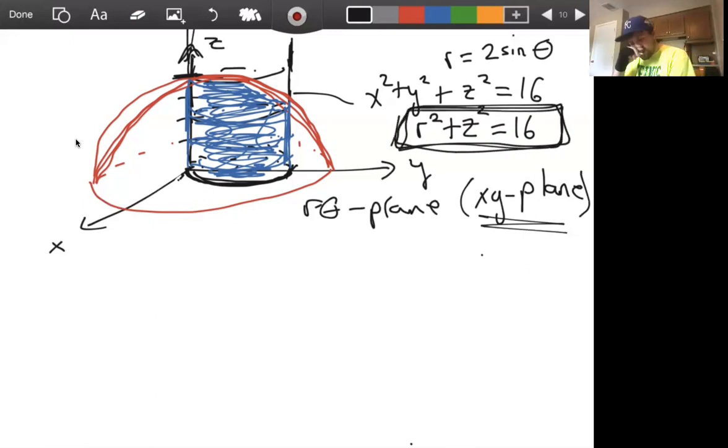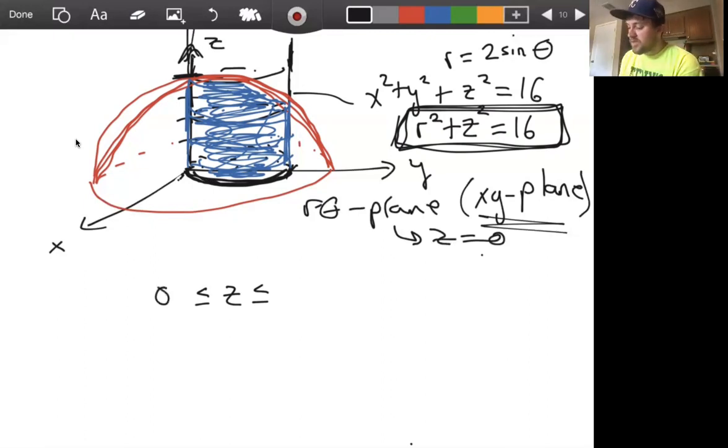Okay, and so let's see what our bounds are going to be. Well, let's start with our z bounds. These seem to be the easiest. So for our z bounds, notice again, the bottom bound is the r theta plane. The r theta plane is at z equals 0 because it's the same as the xy plane, right? And so our lower bound is 0.